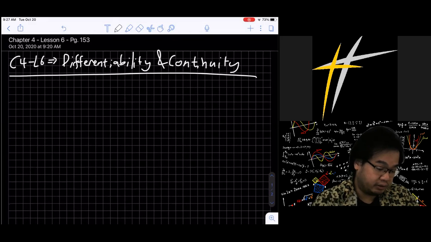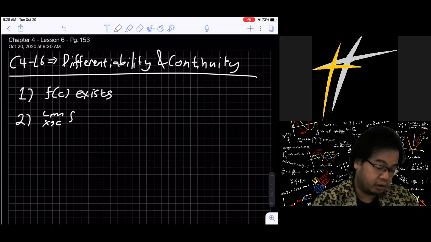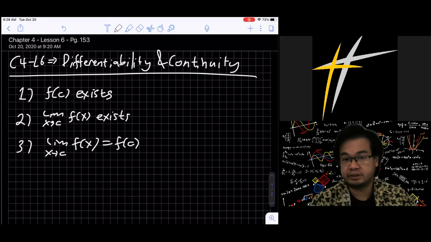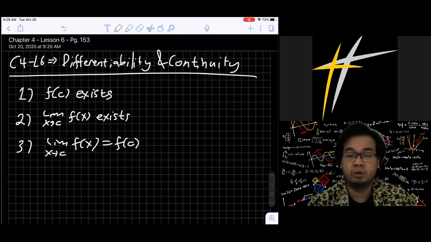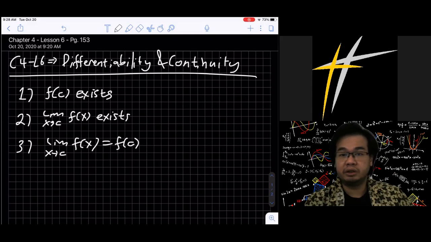The first condition is f of c exists, okay? And then the second condition, the limit as x approaches c of f(x) exists. And then the third one, the limit as x approaches c of f(x) is equal to f(c) itself. Yeah, so these are the three conditions that need to be satisfied if you want to say that your function is continuous. Okay, so today's lesson is about differentiability and continuity.